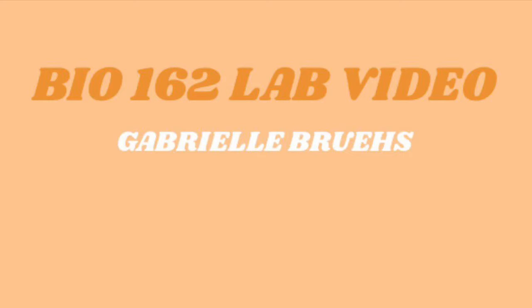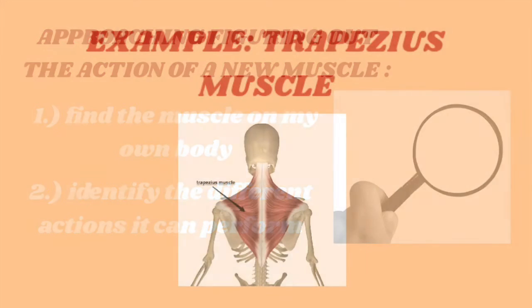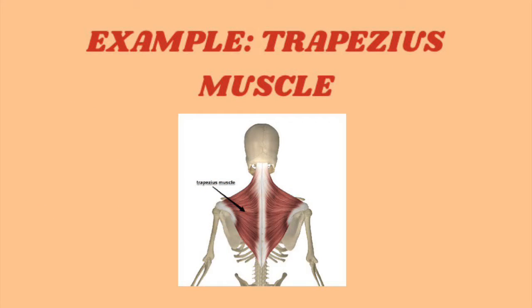Hi, my name is Gabrielle Bruce, and this is my Bio 162 lab video talking about new muscles and the rotator cuff. So when I approach figuring out the action of a new muscle, I like to first find the muscle on my own body and then identify the different actions that it can perform. I wanted to demonstrate how I prefer to learn new muscles with an example of the trapezius muscle.